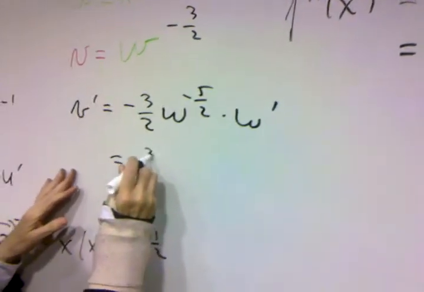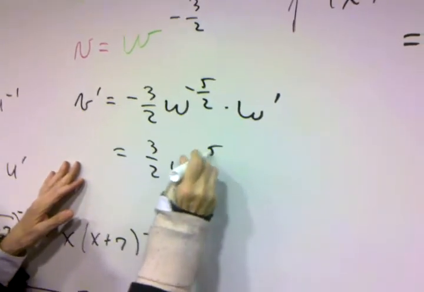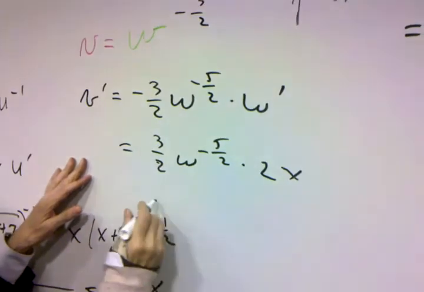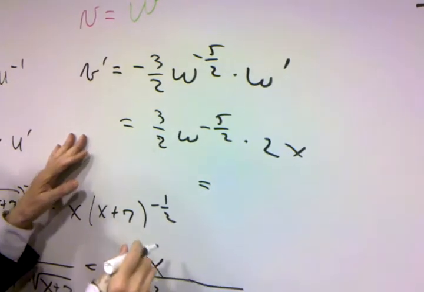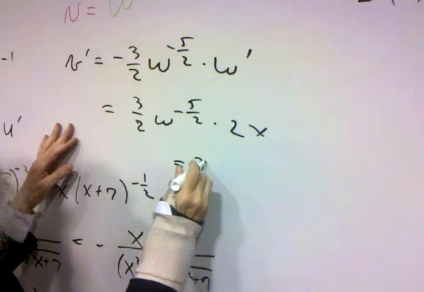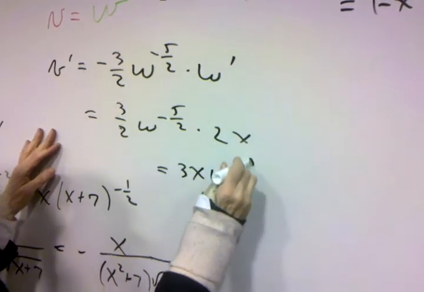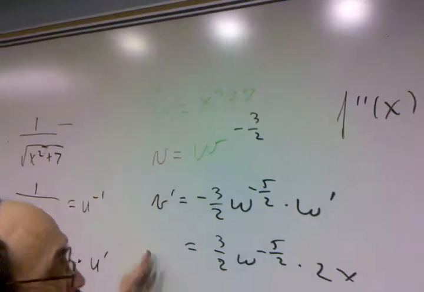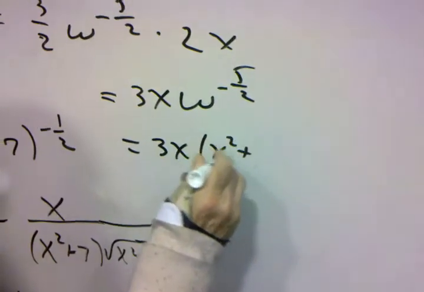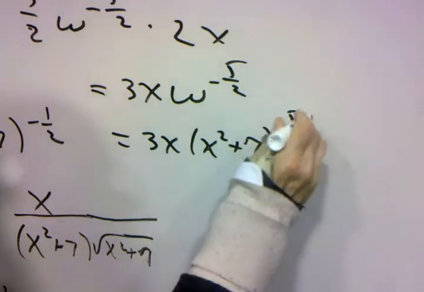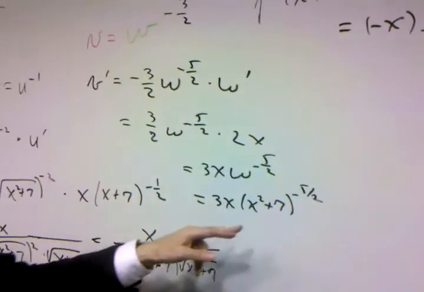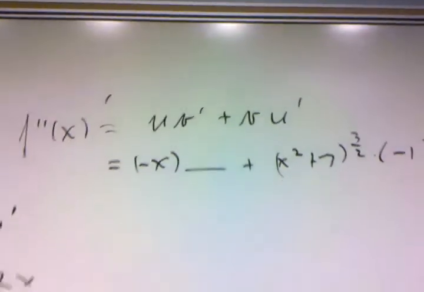So this equals minus 3 halves, w to the minus 5 halves. W prime is 2x. This 2 and this 2 cancel. Moving the x in front, I get minus 3x w to the minus 5 halves. And we put in what was w. W was x squared plus 7. So I have minus 3x times x squared plus 7 to the minus 5 halves. This is what v prime is. I'm putting all this into this blank over here, because that is what v prime is.